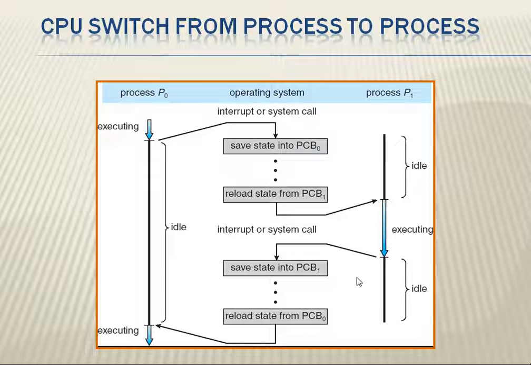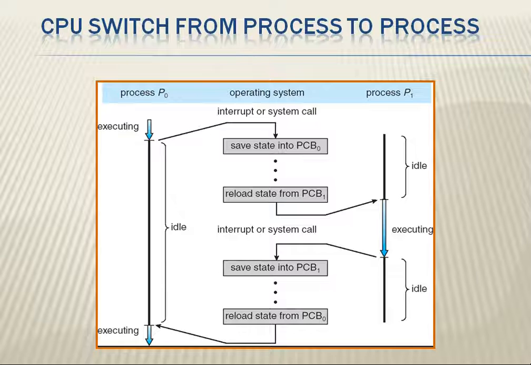Then here there occurs an interrupt. So its state is saved into PCB1. For that time, P0 goes idle. Now it's time for P0 to resume. Therefore, CPU loads information from PCB0 and starts executing P0.